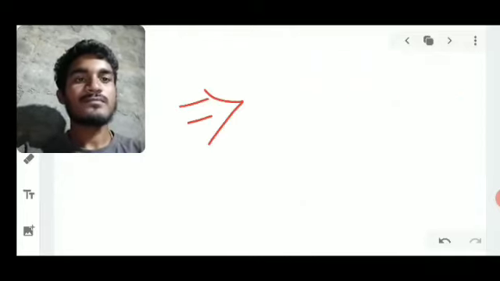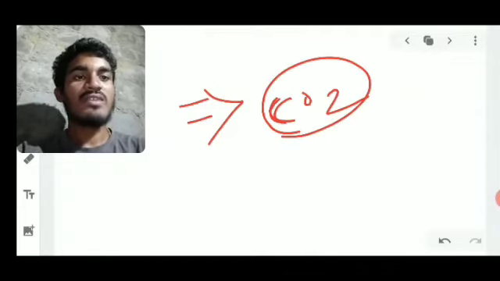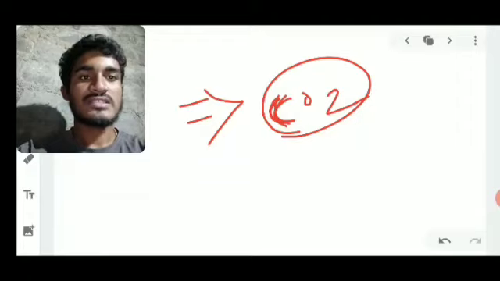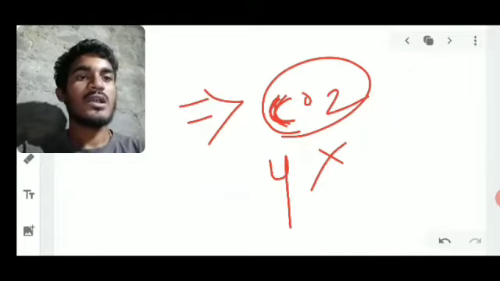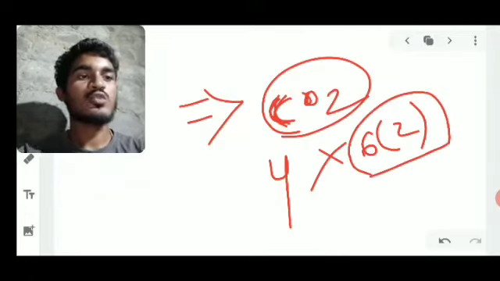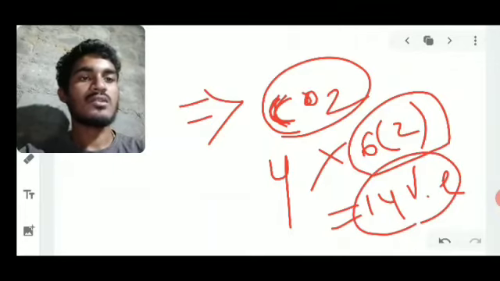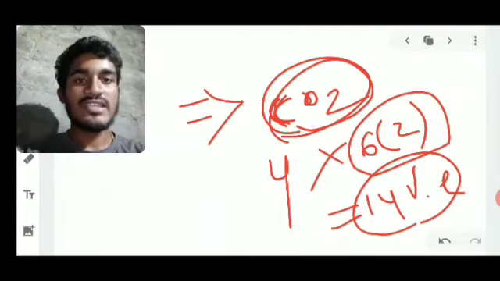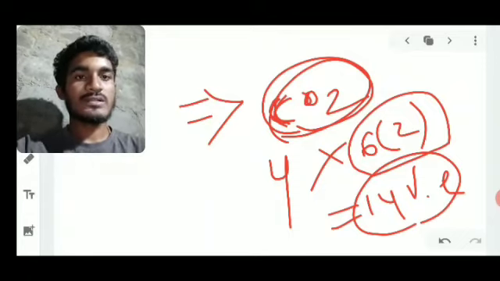Next we see carbon dioxide. So for carbon, the atomic number is 6 and the valence electrons are 4. Next oxygen: atomic number is 8 but valence electrons are 6, so 6 into 2, which is 12, plus 4. Here 16 valence electrons are present in carbon dioxide. So this is an easy method to find out, based on the Lewis dot structures. So this is the concept of this.